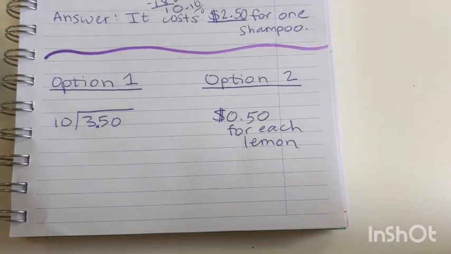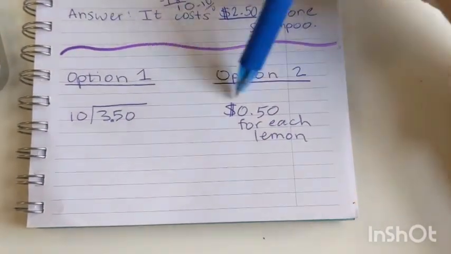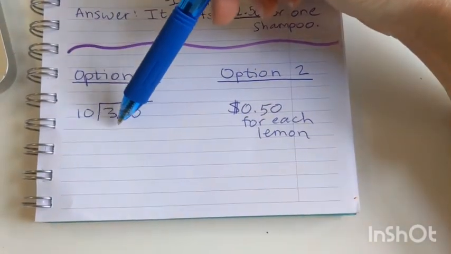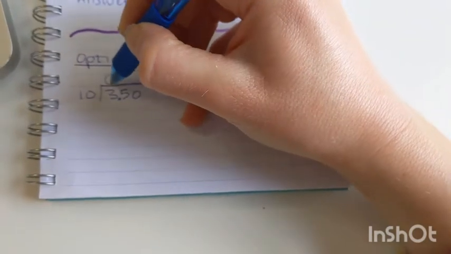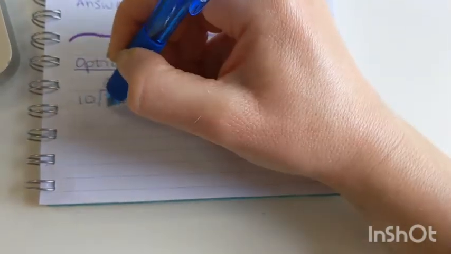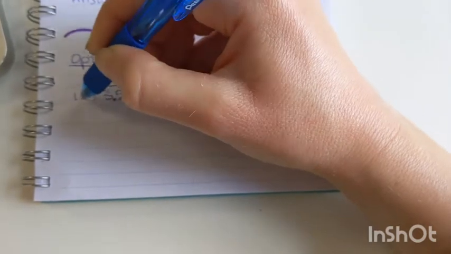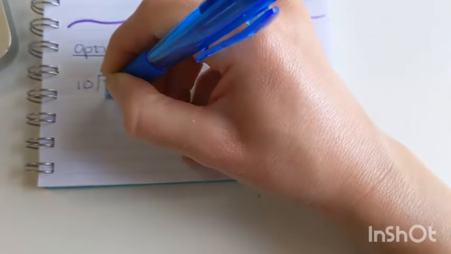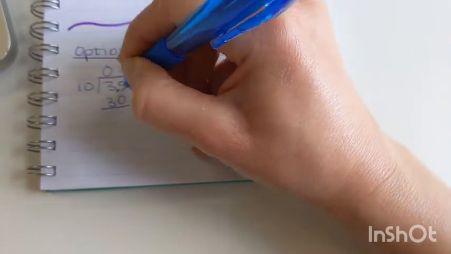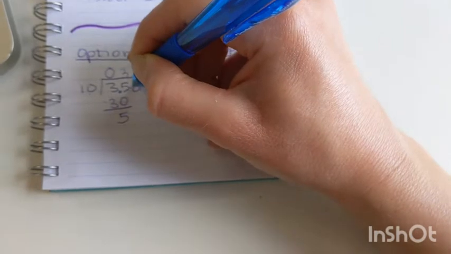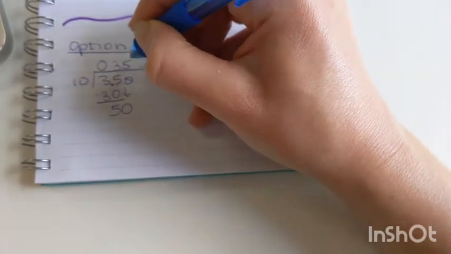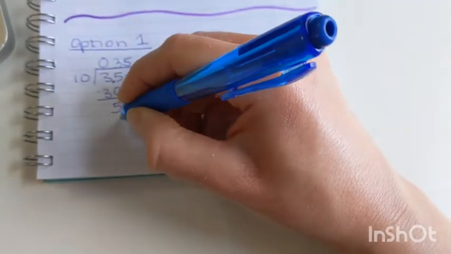I'm going to show how to solve this problem using unit rates. I already know for option 2 how much it is per lemon, so I'm going to figure out how much it would cost per lemon for the bag. 10 goes into 3 0 times. So I'm going to see if I can do 10 going into 35. 10 goes into 35 3 times. 3 times 10 is 30. So if I subtract, I get 5. Bring down the 0. 10 goes into 50 5 times. 5 times 10 is 50.